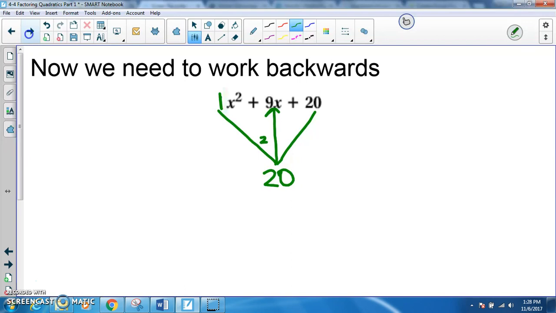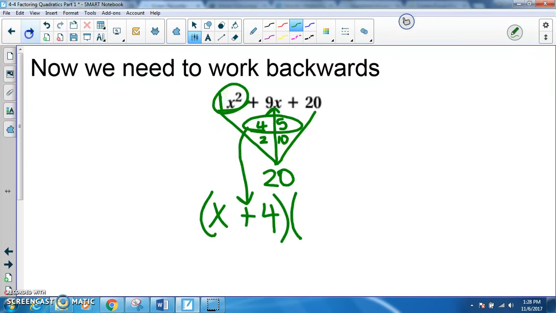So we know 2 times 10 multiplied gives me 20, but does not equal 9. I know that 4 times 5 multiplies to 20, and when added equals 9. So 4 and 5 are going to be our lucky numbers. We're going to take the square root of the first, x, plus one of our lucky numbers, plus 4, times x again, plus our second lucky number, plus 5.